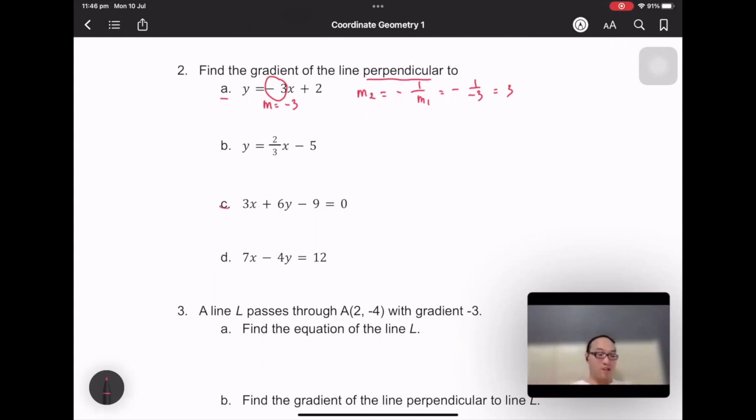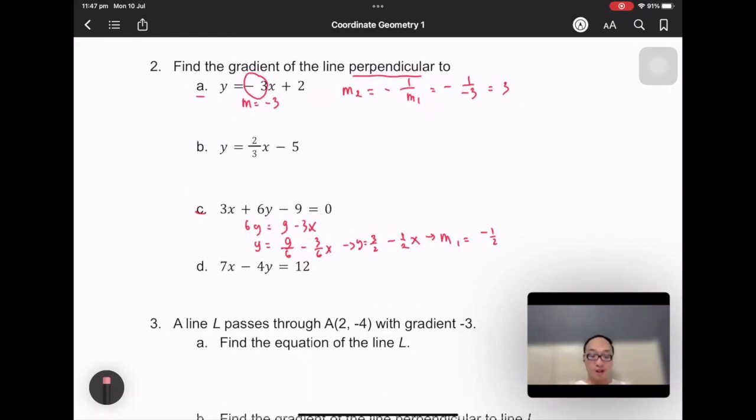Again, C, we have to change into the general form. So 6y equals to 9 minus 3x. So y equals to 9 over 6 minus 3 over 6x, or we can simplify: y equals to 3 over 2 minus 1 over 2x. So the gradient of this line is equal to -1 over 2.